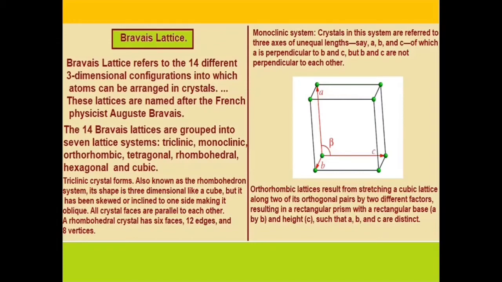One of the examples is the triclinic crystal form, also known as the rhombohedral system. Its shape is three-dimensional like a cube, but it has been skewed or inclined to one side, making it oblique. All crystal faces are parallel to each other. A rhombohedral crystal has 6 faces, 12 edges, and 8 vertices. Now, another three-dimensional configuration is the monoclinic system.